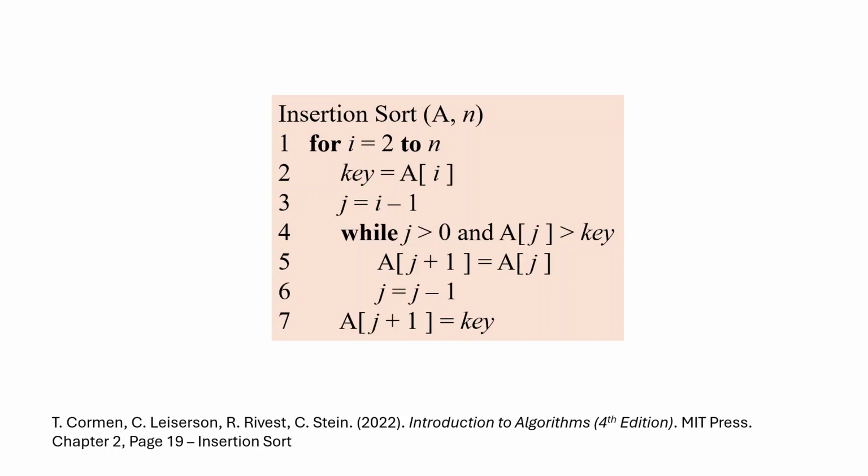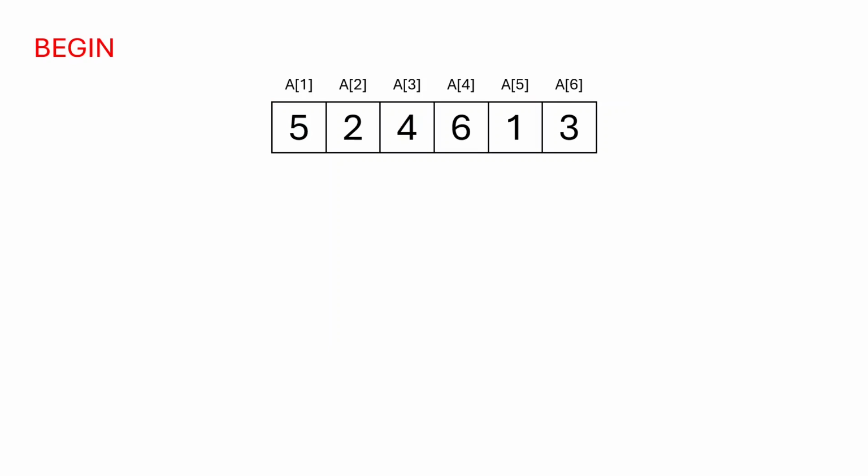And I'm going to show you this algorithm in action on the screen. So I started off with a 6-element array. When you see those numbers 5, 2, 4, 6, 1, 3, those are the values of my array. I'm going to walk through each step of the pseudocode.